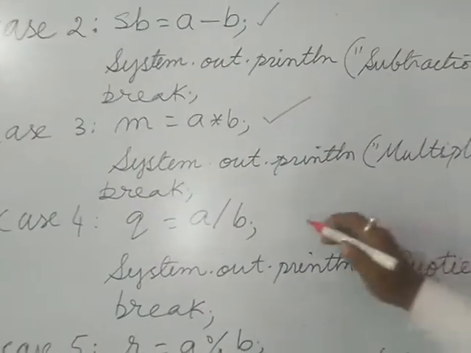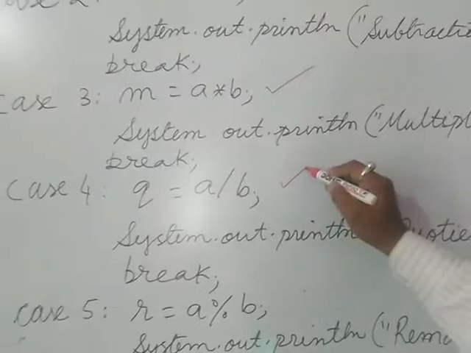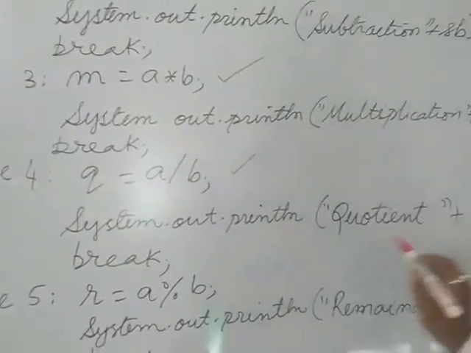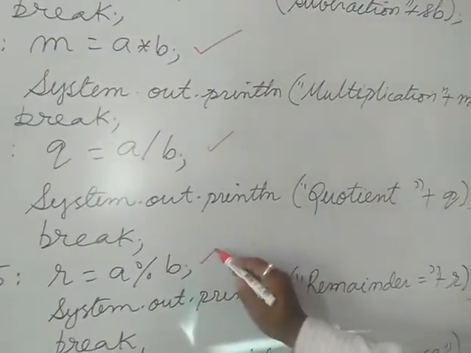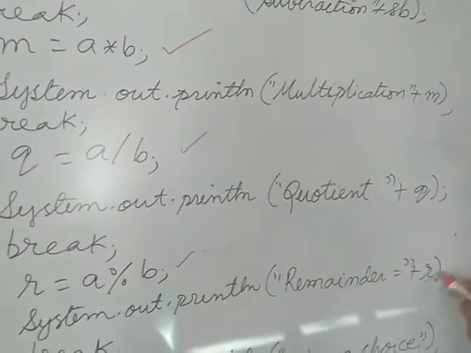Now we come to the fourth condition, we are finding out the quotient. We are displaying the answer here. Fifth condition, we are finding out the remainder. We are displaying the remainder here.